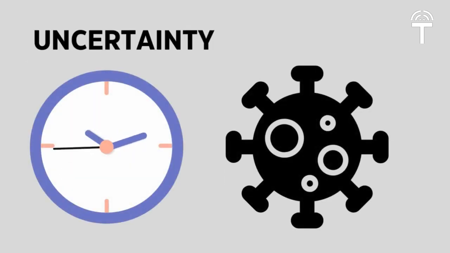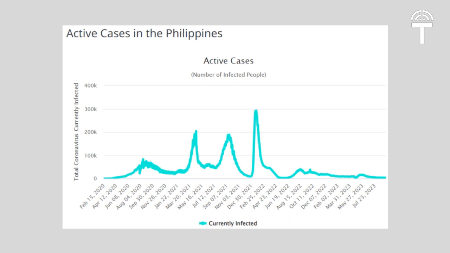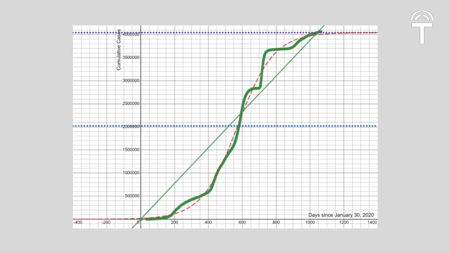Uncertainty. We had no idea when this pandemic would be resolved or if it would become an endemic. So what's happening now? The number of active COVID cases in the country is clearly less than half of its peak. When the total number of COVID cases in the country exceeded the asymptote, or the predicted limit, near the end of 2022, it meant that the disease had become an endemic.